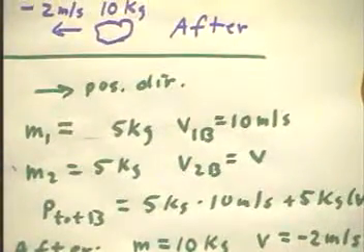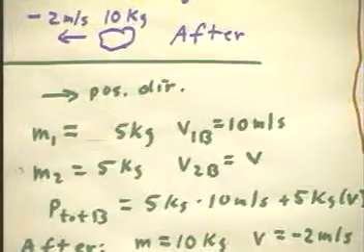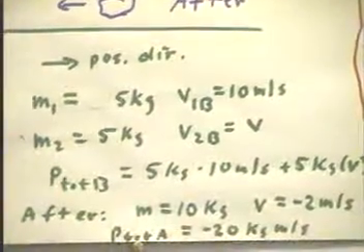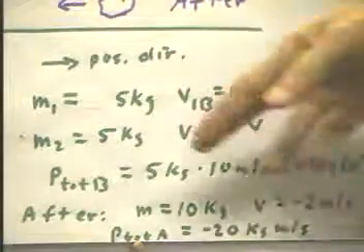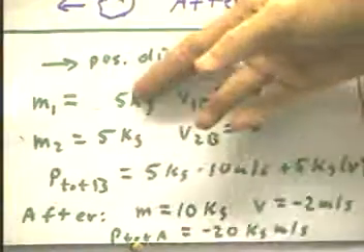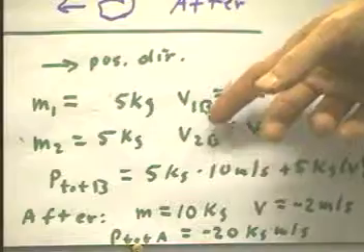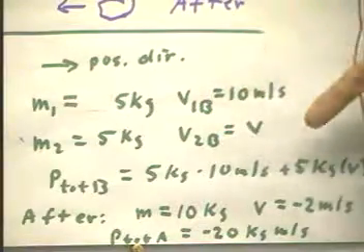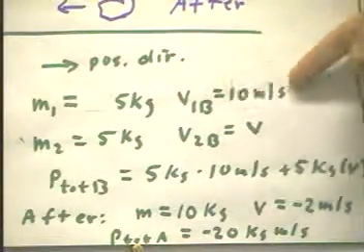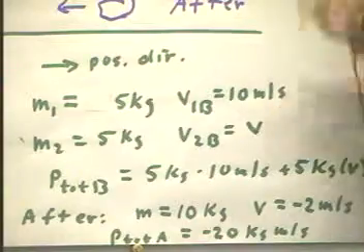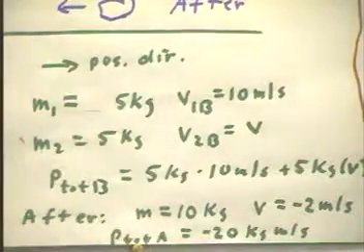We collect our information and we see that we have a mass m1 and a mass m2. Both masses are 5 kilograms. Velocity 1 and velocity 2 before collision. Velocity 1 before is 10 meters per second. Velocity 2 before we designate by the symbol v.